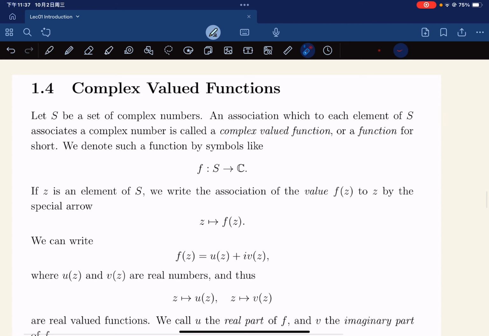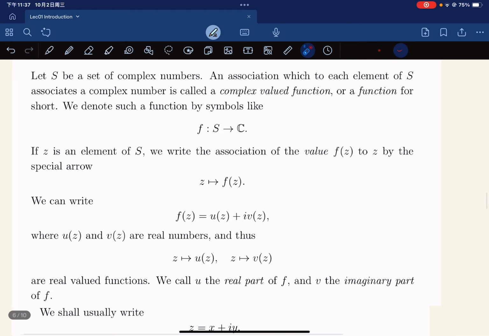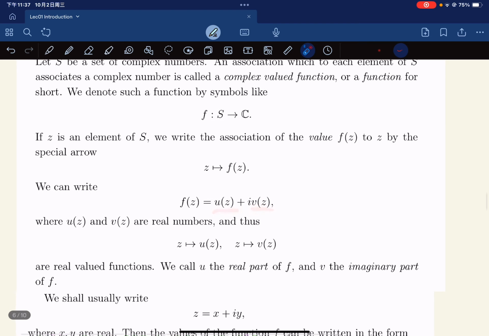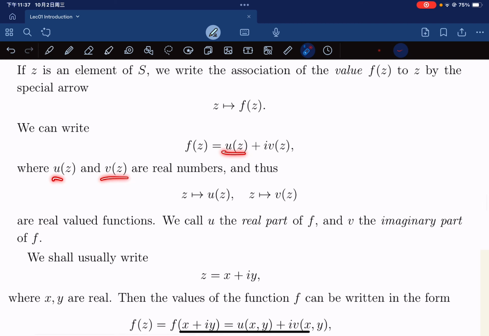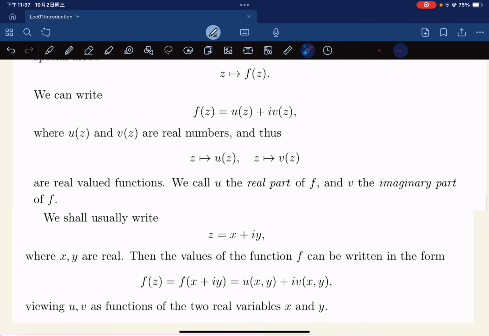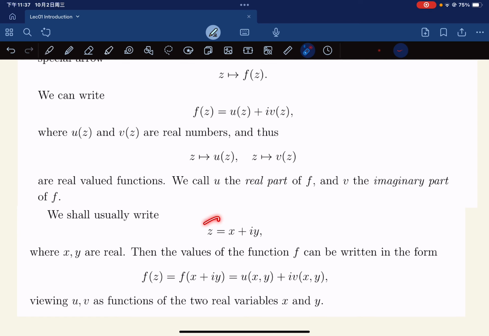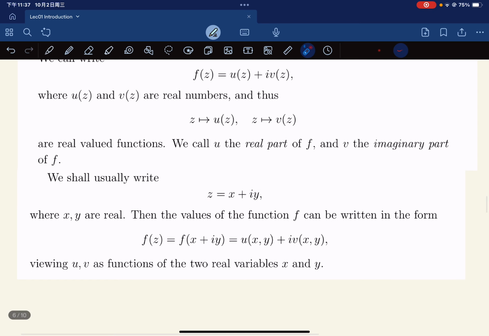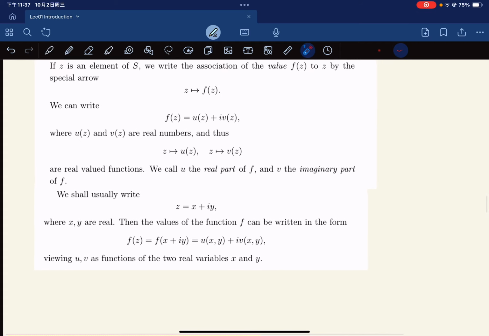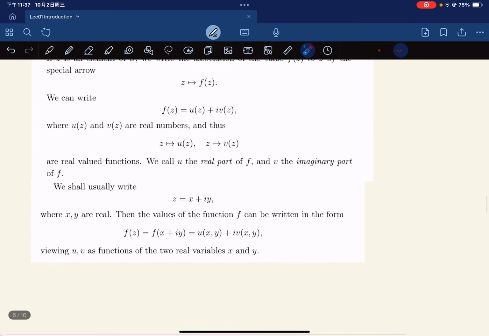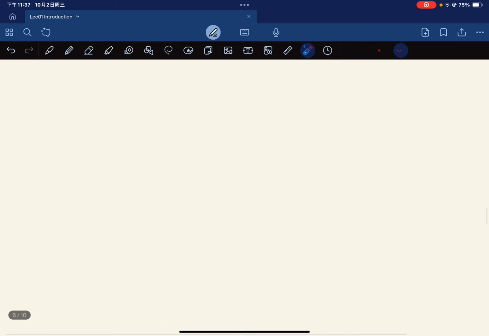And a complex valued function is basically a function from a set of complex numbers to the set of complex numbers. The input is complex, the output is complex. So we have the real part and imaginary part of a complex number, where u and v are real numbers. If we let z equal x plus iy, where x, y are real, they are called like a multivariable function, right? So that's why we need multivariable calculus here. It's just some notation introductions, okay?